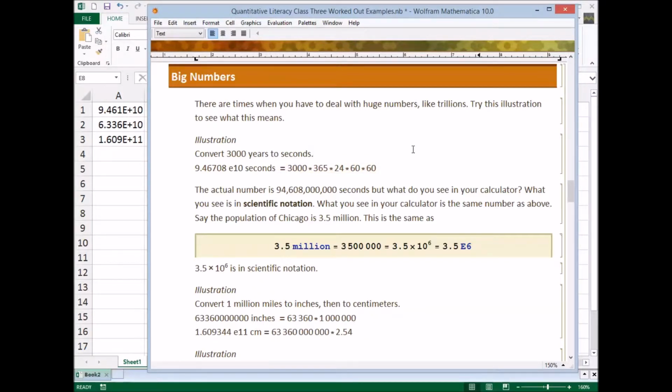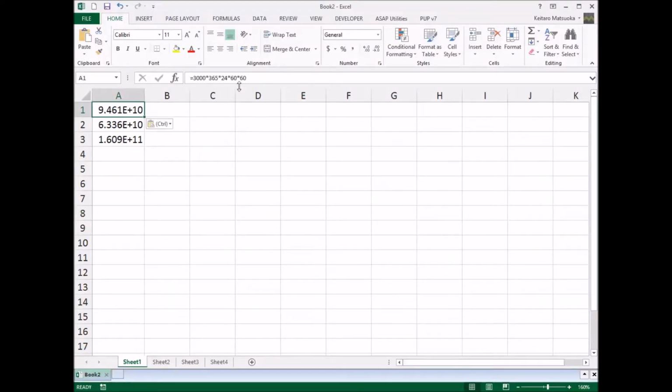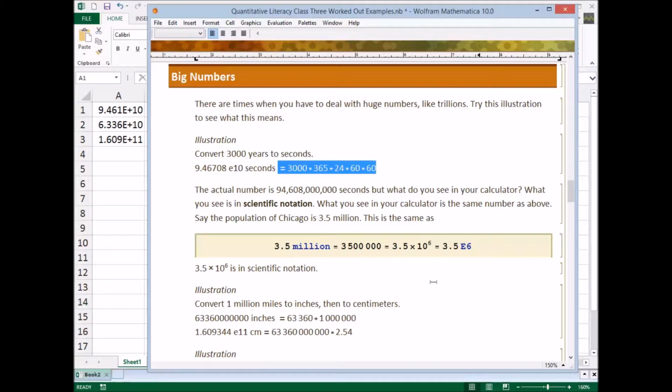3,000 times years, and there's 365 days in a year, and there's 24 hours in a day, 60 minutes, and 60 seconds. If you type this into your Excel, you get this thing with the E. What does this E stand for? Well, it stands for scientific notation. And if you do the same thing in your calculator, you probably see something similar. Its actual number is 94,608,000,000 seconds. Sometimes because of a space constraint, or because the number is so big, we use scientific notation with this E. So if you do this in Excel and you see an E, that is scientific notation.